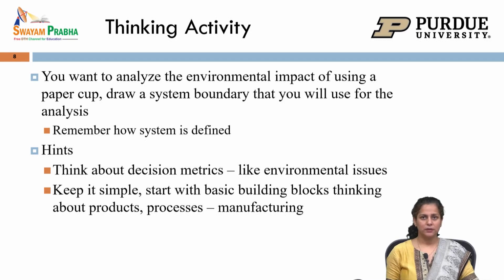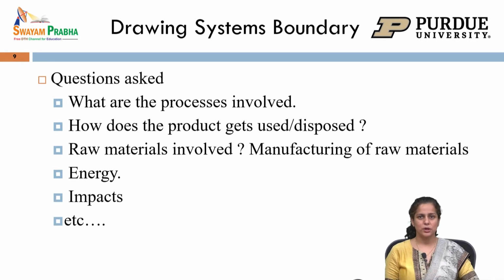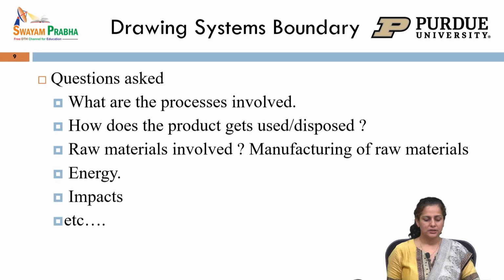Alright, so since you have done this activity, when you were drawing the system boundary, some of the questions that may have occurred in your mind are: what are the processes involved? Of course, you would have thought about how paper is obtained, how we make a paper cup, how we transport it to the users, or how users use it. How the product gets used and disposed of can also be a part of your LCA.